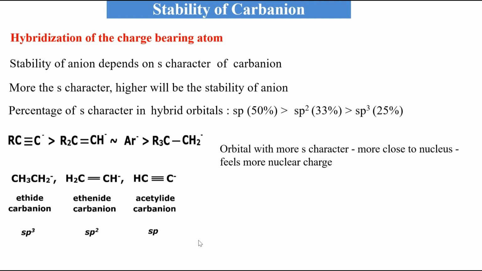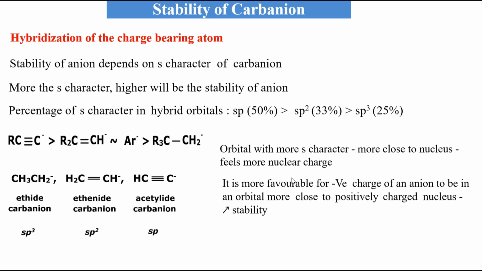Why is it so? As we know, S is the orbital which is nearer to the nucleus. As it is nearer to the nucleus, it feels more nuclear charge. The nucleus is electron deficient. Hence, the electrons get more attracted towards the nucleus, and that's why it becomes more stable.